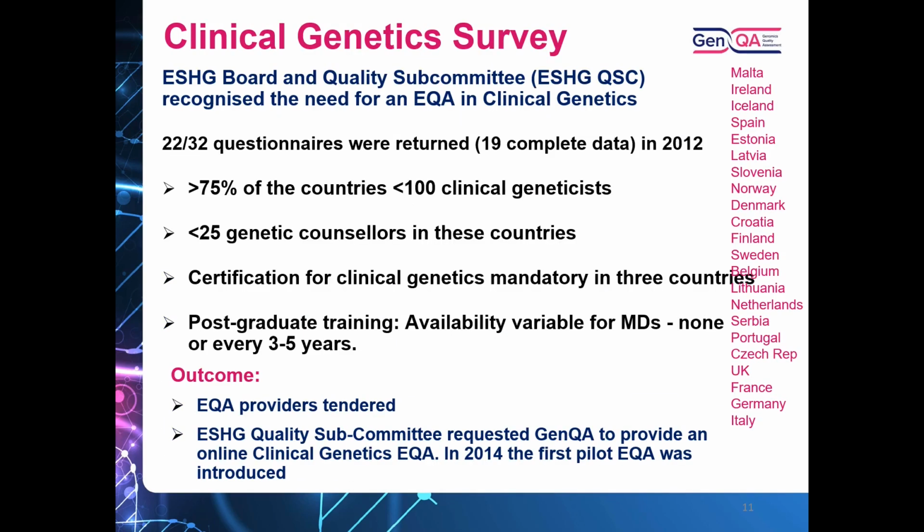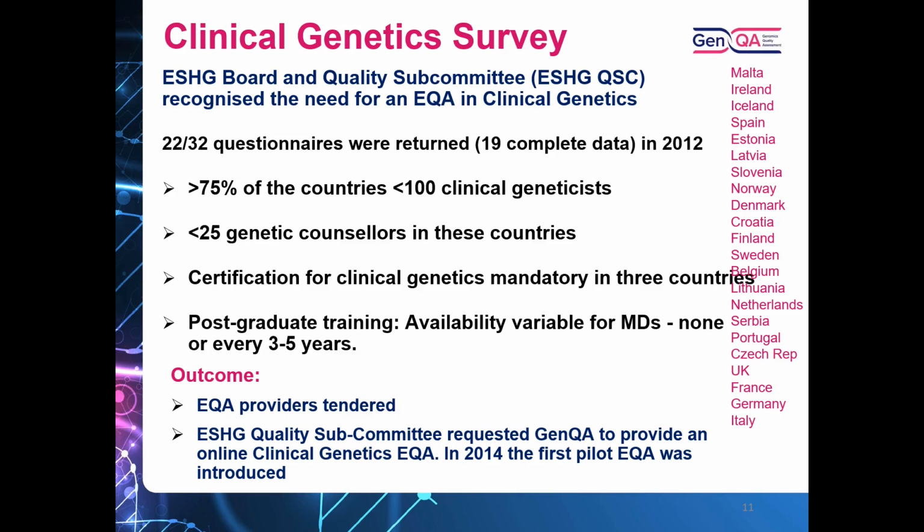The clinical genetics survey was carried out by the ESHG board and quality subcommittee as they recognised there was a need for an EQA in clinical genetics. And in 2012, this survey was sent to 32 countries and 22 returned the data. The 22 countries are shown on the right.